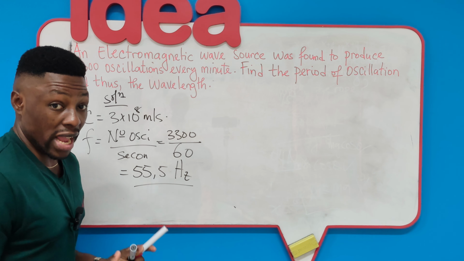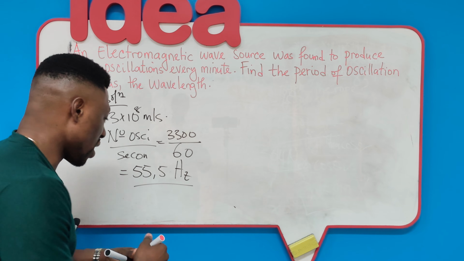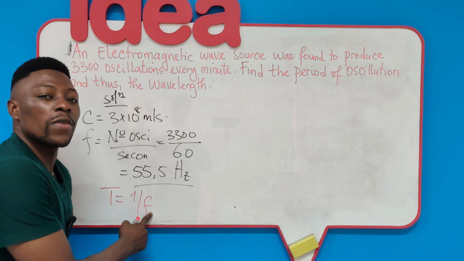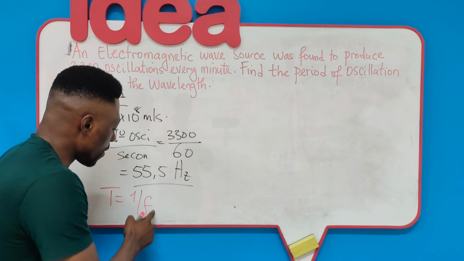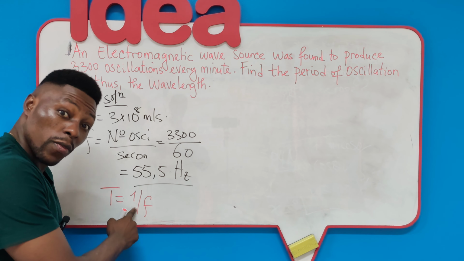Okay. Now the question says find the period of oscillation, dear friends. This isn't the period yet, but this can enable us to get the period. How? Remember the formula that says period is the reciprocal of frequency. Never forget this formula. Always have them offhand. So period is the reciprocal of frequency.